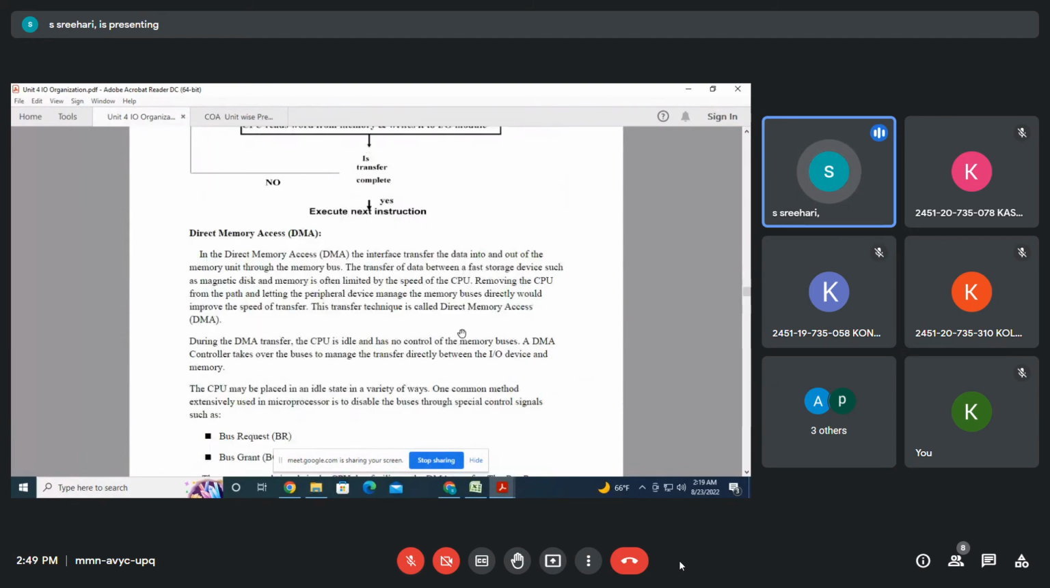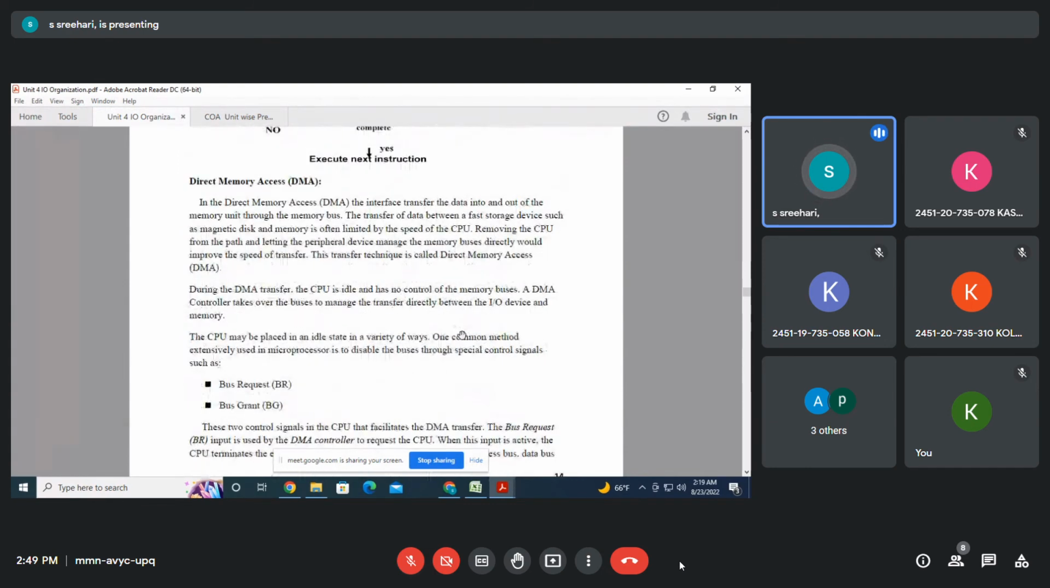Then we have another one, DMA, direct memory access. Instead of wasting the CPU's time transferring data from IO devices to memory, we place another processor, a DMA processor or DMA controller, which takes care of the data transfer between memory and the IO device, right? That is called a DMA operation. So DMA is direct memory access.